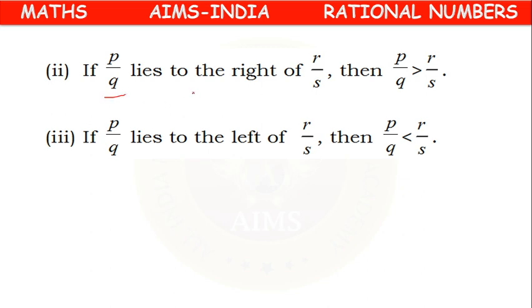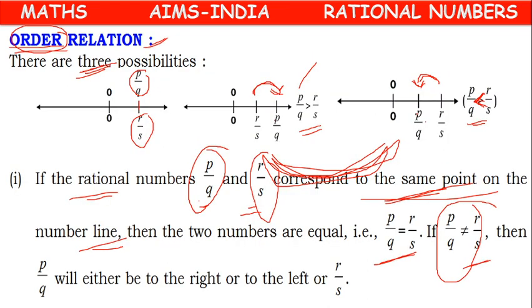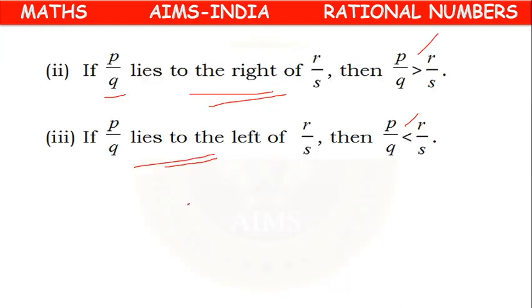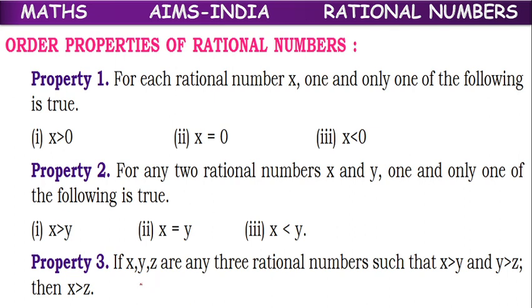So P by Q, if it lies to the right, it is greater. If P by Q lies to the left, it is lesser. In this way, 3 kinds of order relations exist between 2 rational numbers. Next.